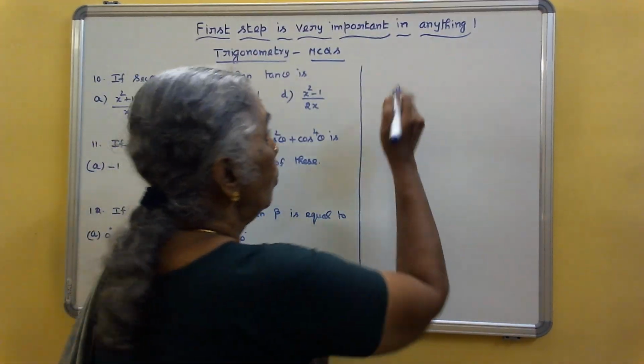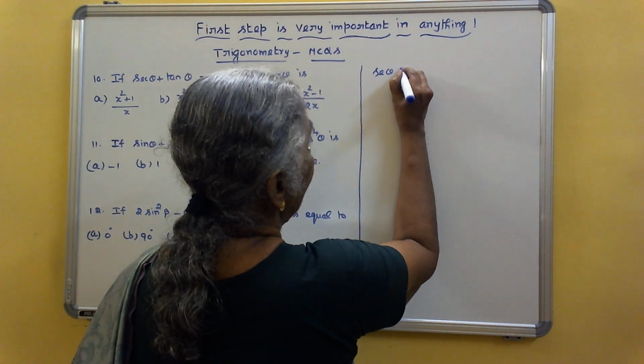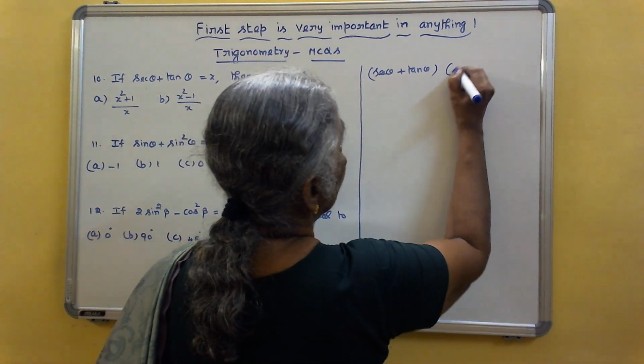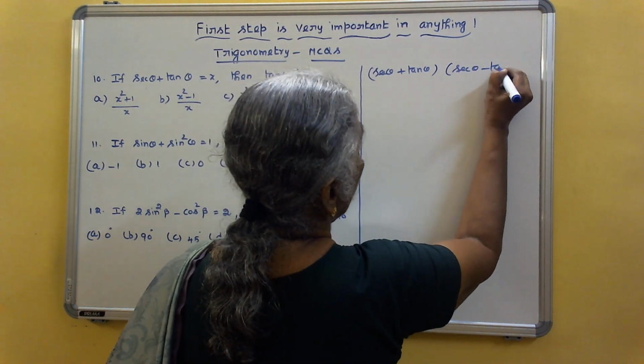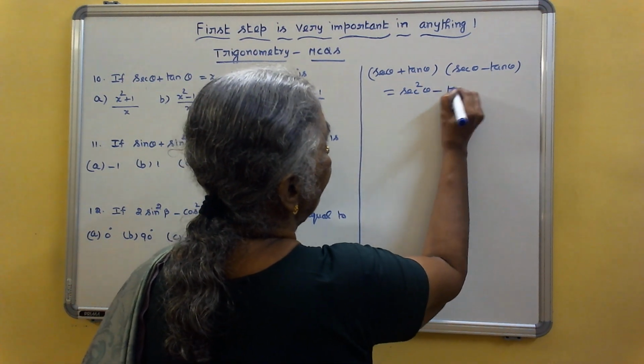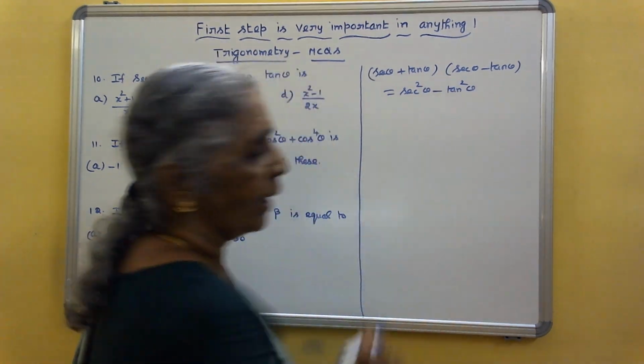Okay. Now you know (secant theta plus tan theta) into (secant theta minus tan theta) will give you secant squared theta minus tan squared theta, isn't it?